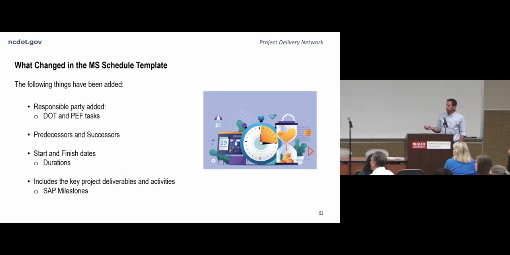These things have been added. Responsible party, so that is going to be divided up between DOT and PEF tasks. Predecessors and successors, we're going to get more into what those are defined as in a minute. Predecessors and successors are essential to formulating that Gantt chart that you saw a couple of slides ago. Start and finish dates and durations are also essential for a project schedule. And the schedule indicates the key project deliverables and activities. So those are the things that Jennifer alluded to a little while ago that are SAP milestones that are measured.